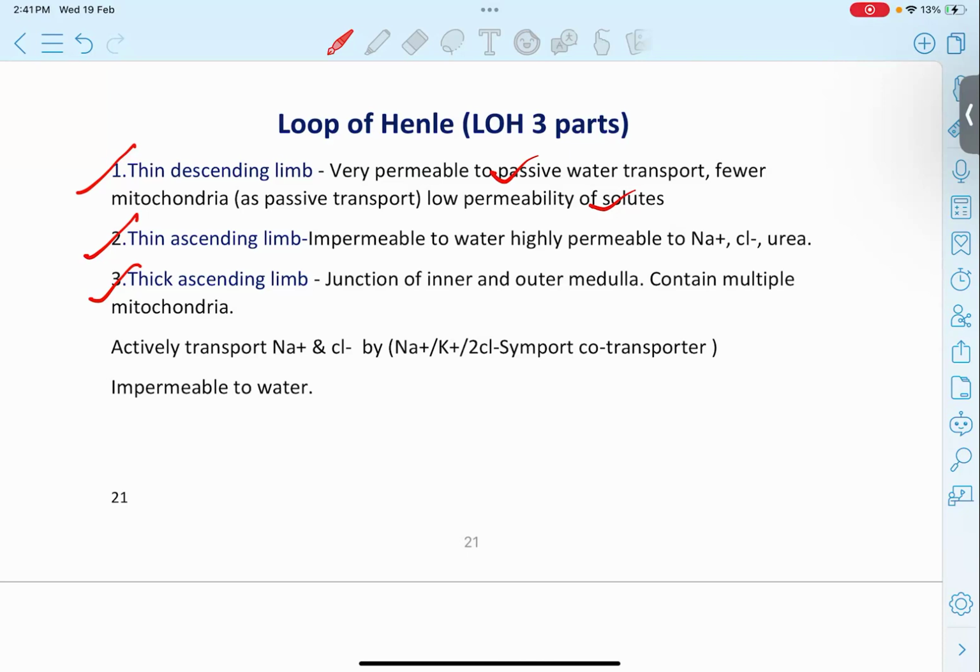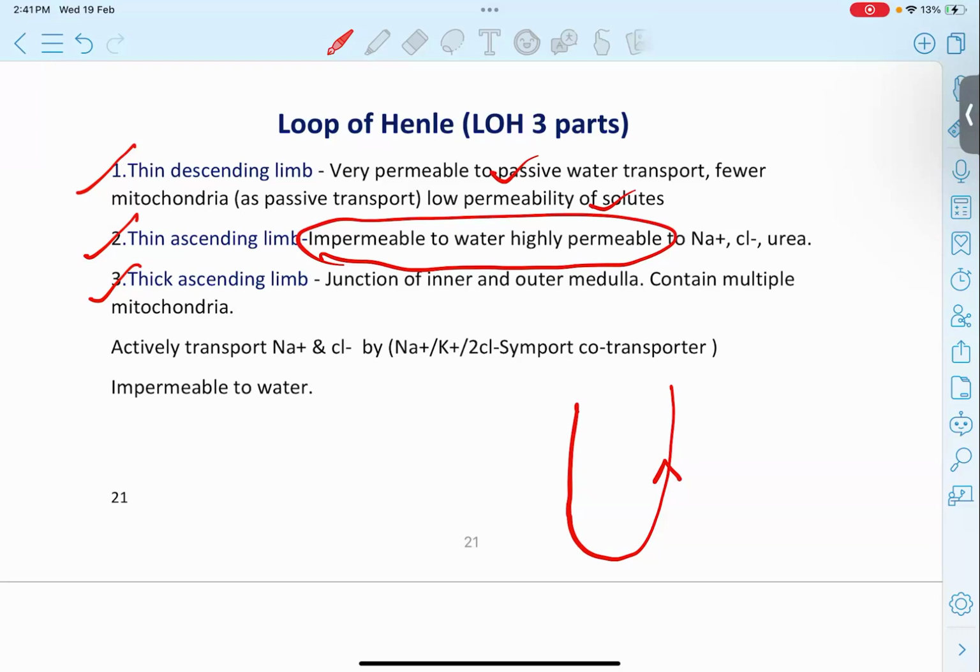Next is the thin ascending limb. In the thin ascending limb, it is impermeable to water. This is all recall, but this one is a very important recall: the thin ascending limb is impermeable to water but highly permeable to the solutes, sodium chloride and urea. That is opposite to the thin descending limb. The thin descending limb was permeable to water but impermeable to solutes, and the thin ascending limb is impermeable to water and highly permeable to sodium chloride and urea.